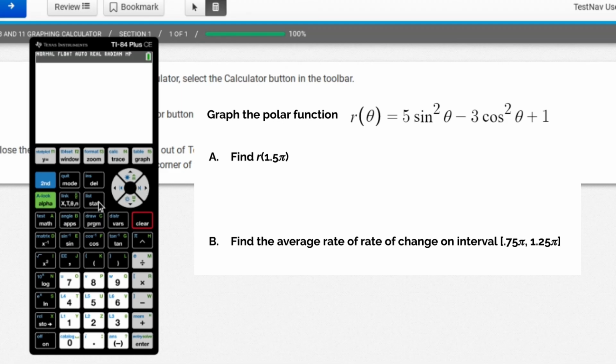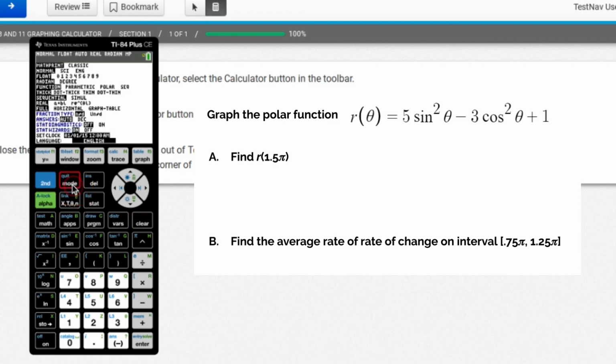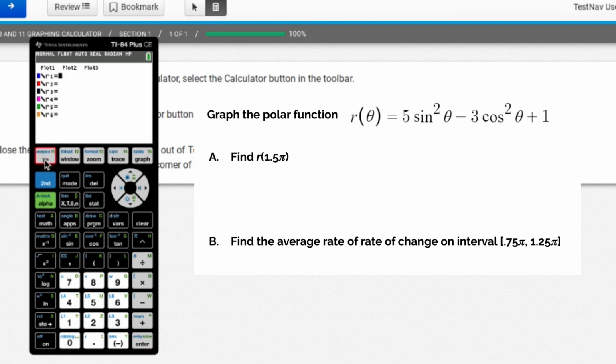Well, before we can graph a polar graph, we have to make sure our calculator is set to polar. So click mode, go down to function, and make sure it's polar, like so. Then we're going to hit y equals, and we're going to type out this thing right here, 5. Now this is where it gets crazy, so bear with me here. There's no sine squared button, so this is how we're going to do it. We're going to wrap sine in parentheses, so sine theta, completely close it, and then square that. That is the same as sine squared theta.